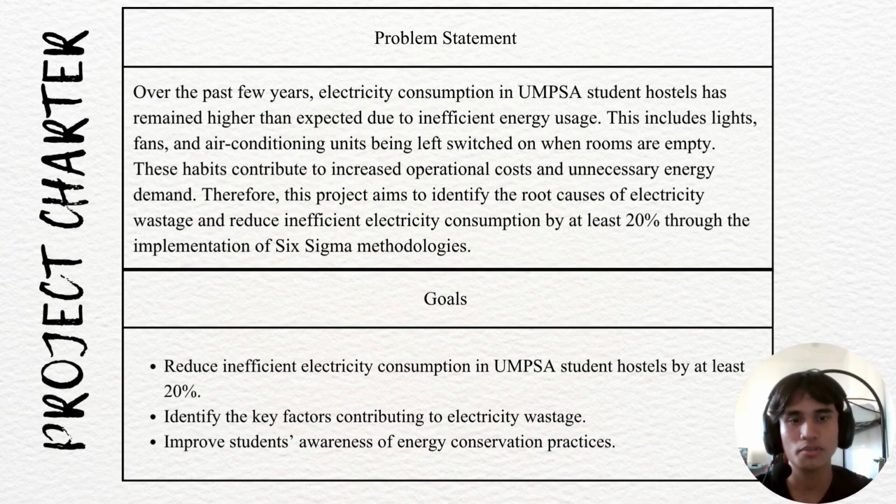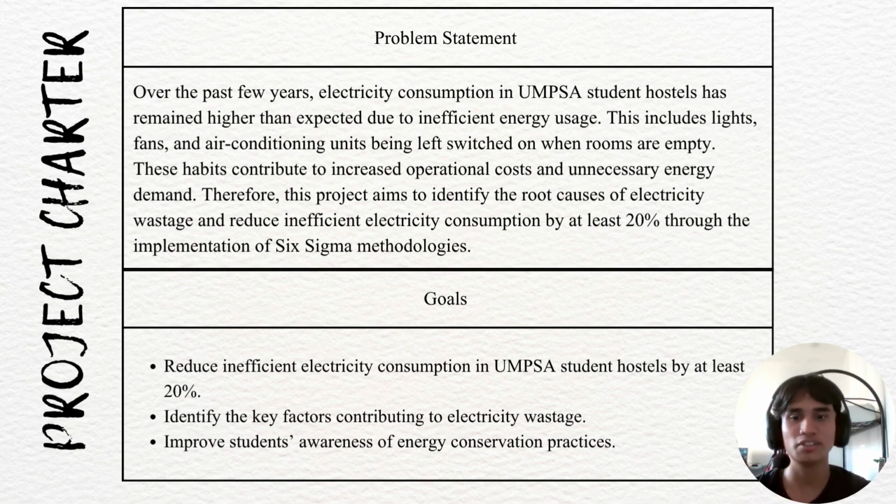Electricity consumption in UMPSA student hostels has remained higher than expected over the past few years due to inefficient energy usage. This includes lights, fans, and air conditioning units being left switched on when rooms are empty. These habits contribute to increased operational costs and unnecessary energy demand. Therefore, this project aims to identify the root causes of electricity wastage and reduce inefficient electricity consumption by at least 20% through the implementation of Six Sigma methodology.